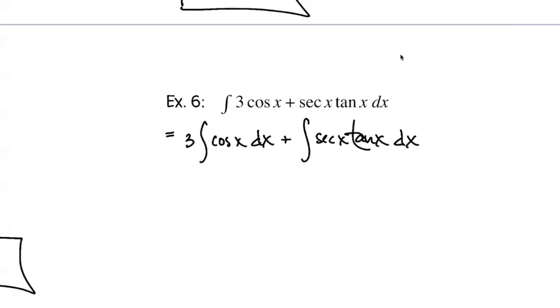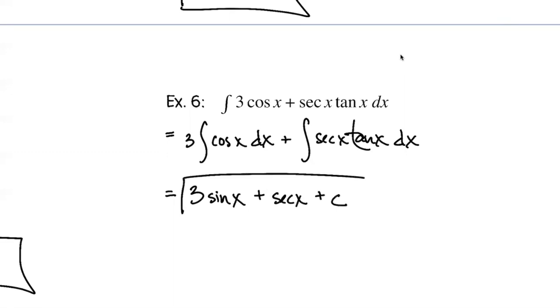Now, one thing I want you to notice here, this 3, it only goes with the cosine. So I have a 3, but only in front of the cosine one. There's no 3 in front of the other one, okay? So what function did you take a derivative of to get cosine? Sine x. And what function did you take a derivative of to get secant x tangent x? Secant. And then don't forget that plus c.